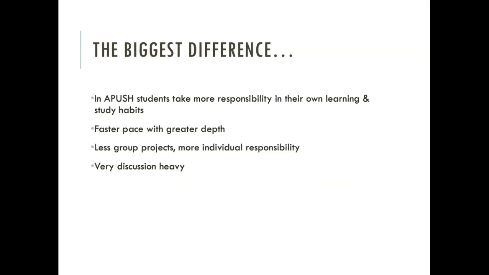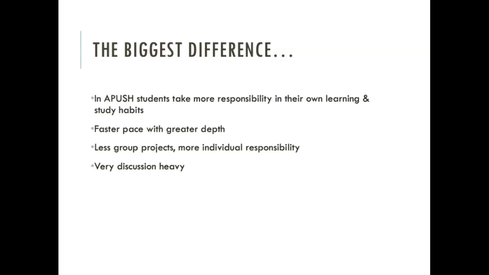And the biggest difference here is that in AP US History, students will have to take more responsibility on their own for learning and study habits. Again, we do move at a faster pace with greater depth, so be prepared for that. If you miss one class, it makes a big impact, right? You're going to have to get that from someone because you weren't there. Whereas in College Prep US History, if you miss one day, it might not be that big of a deal.